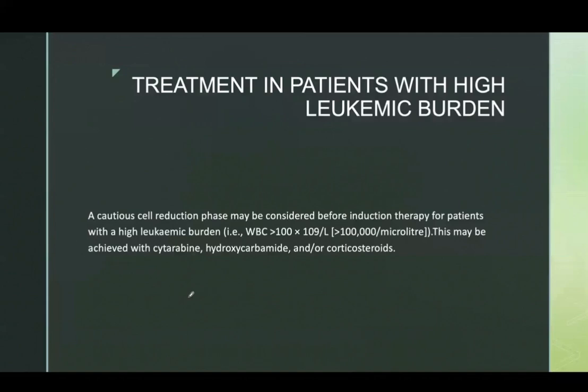Then if there is a high leukemic burden, this also has been asked in MRCP, high leukemic burden, and the WBC count is so high, more than 100,000 per microliter. Okay. Then the regimen is cytarabine, hydroxycarbamide with or without corticosteroid. This is the regimen in case of patients with a very high leukemic burden.